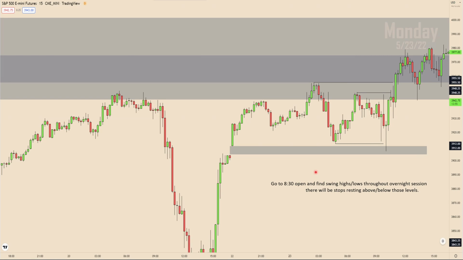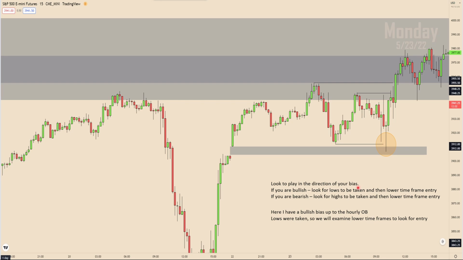Going to Monday's 15-minute chart, we look at 8:30 open right in here, and we look back to see where the liquidity is resting. Right here, and right here. Just those swing highs and swing lows. Now, if we are bullish, which we are, we're wanting to see a move up into this order block and daily fair value gap. We are looking for lows to be taken out and then an entry to be presented to take out those highs.